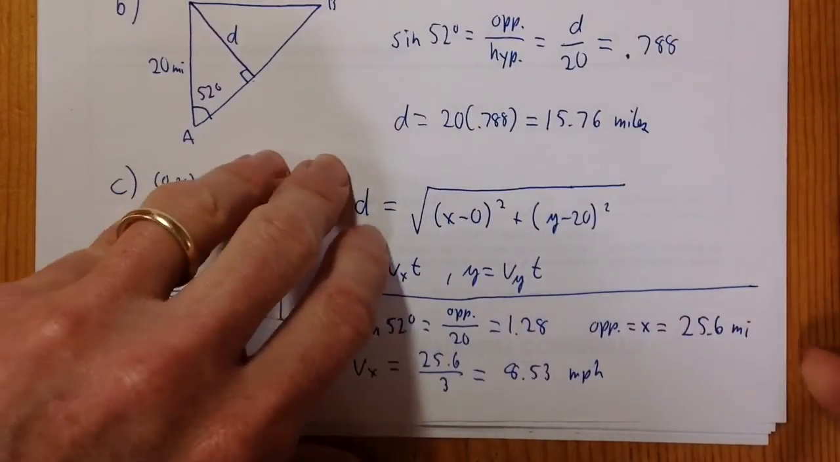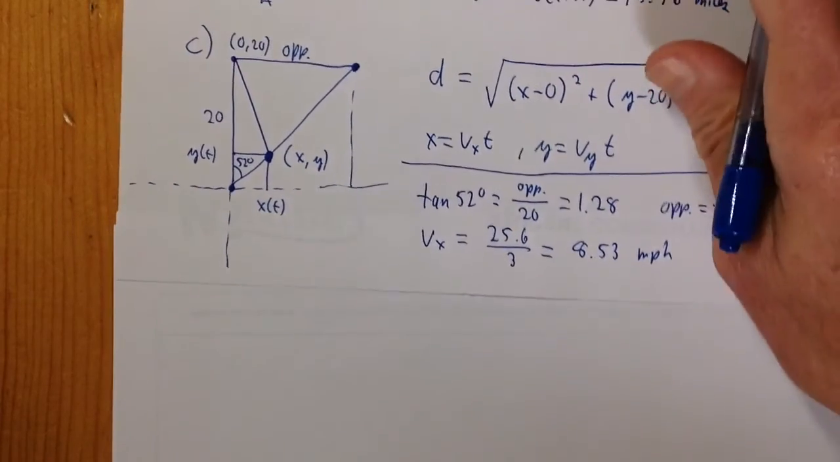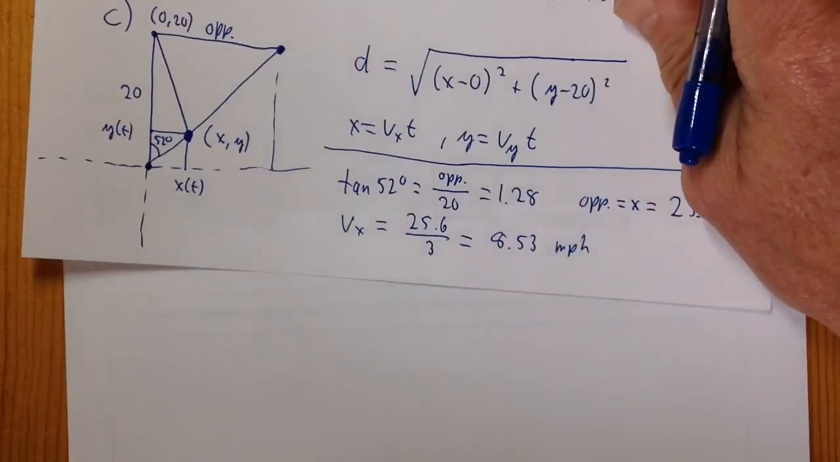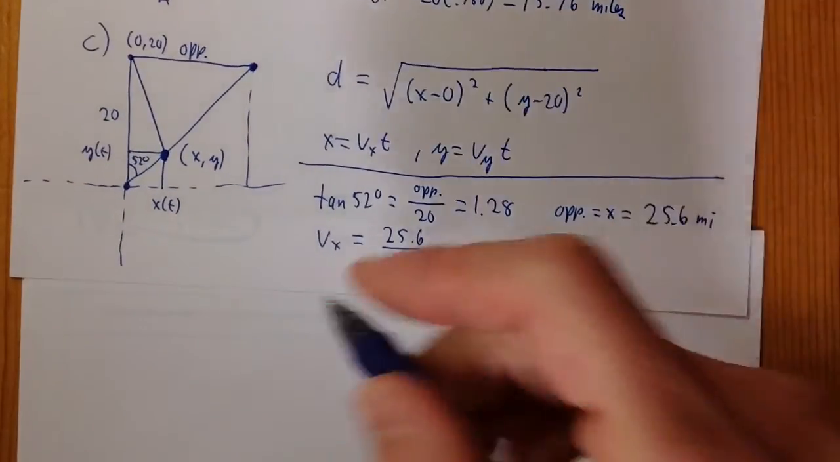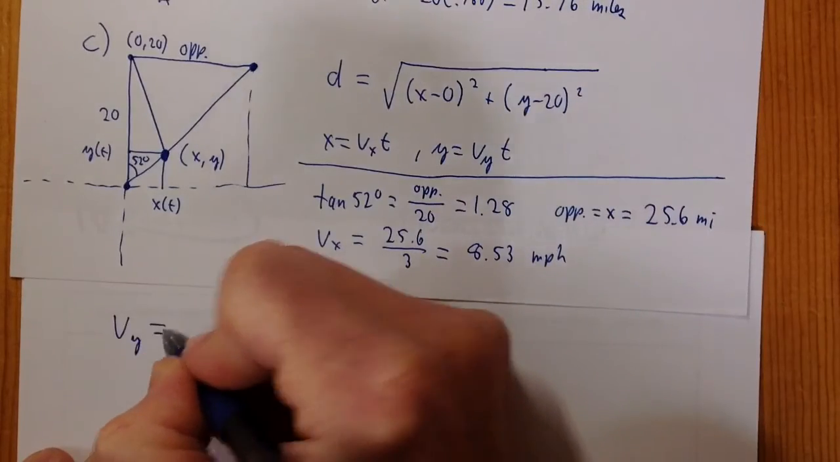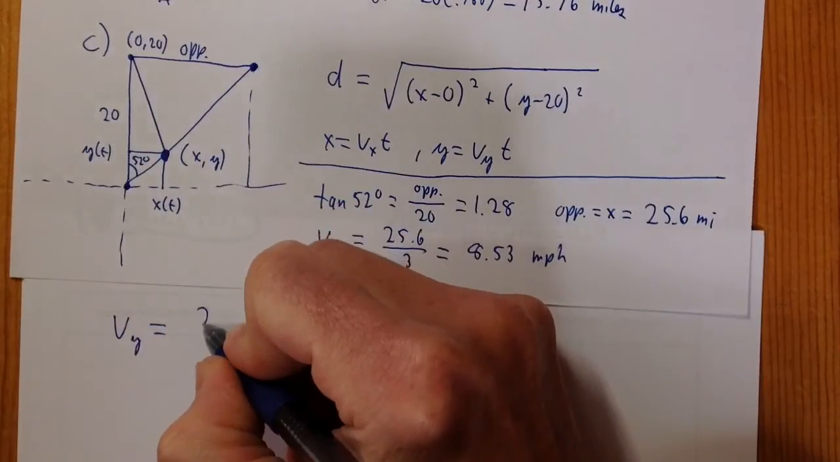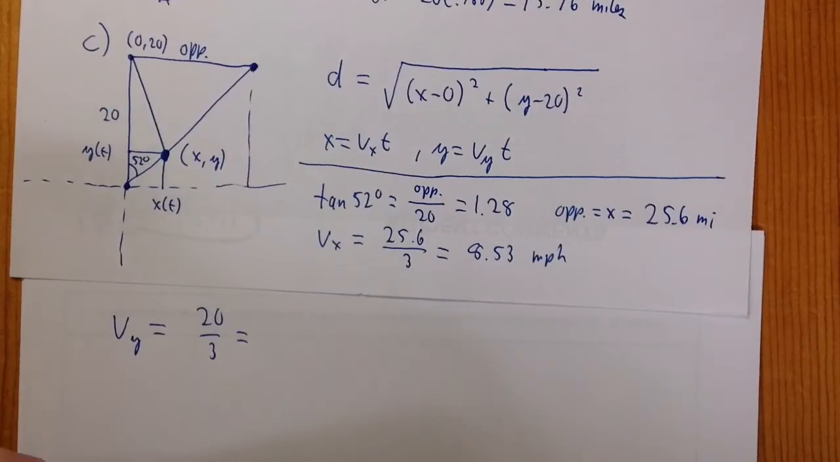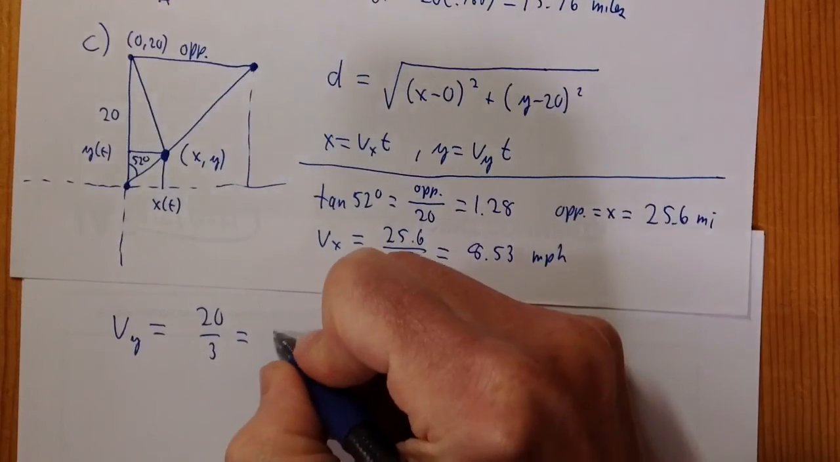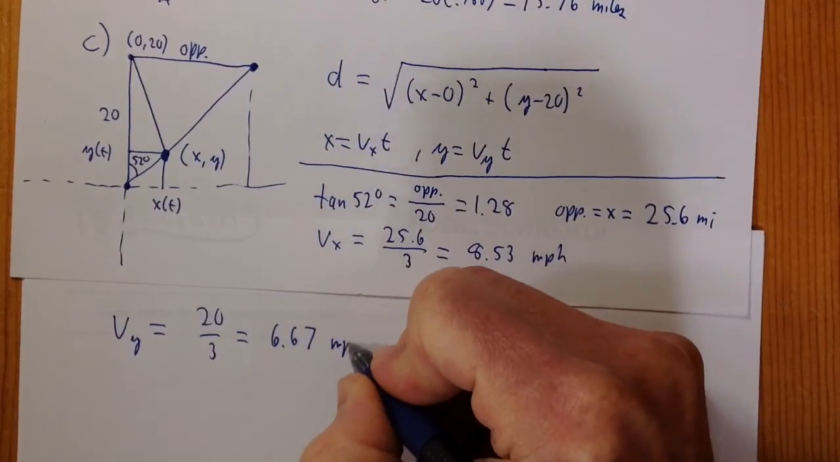I'm out of paper, but I have more. So let's see, Vy then. I'm on the camera barely. Vy is the easy one. Vy is the y distance it goes, and we know the y distance it goes is 20. It goes 20 north in 3 hours, so we don't have to do any fancy trigonometry. 20 divided by 3 is 6.666 forever. Let's say 6.67 miles per hour.